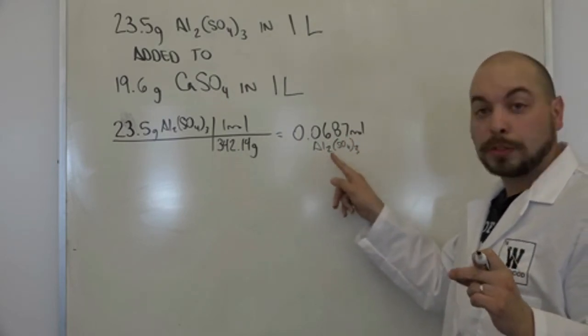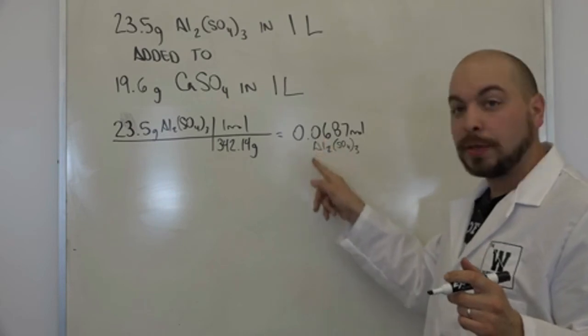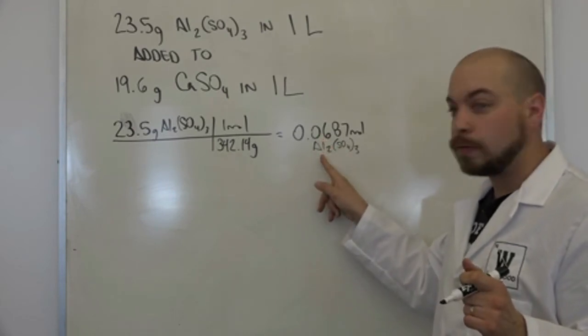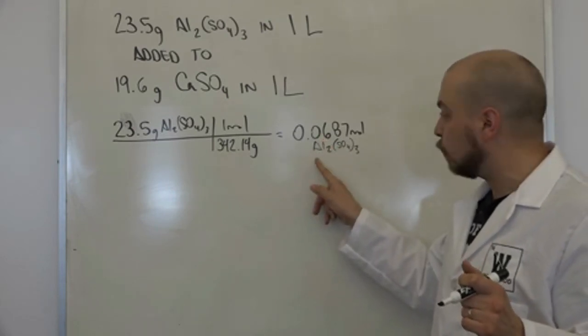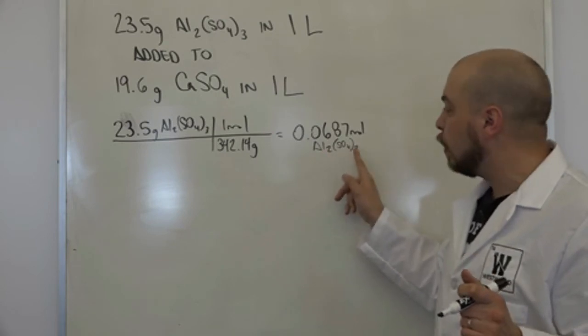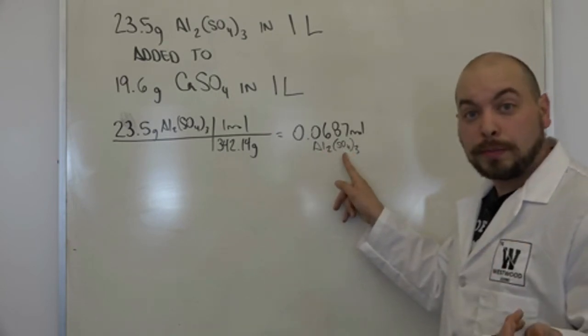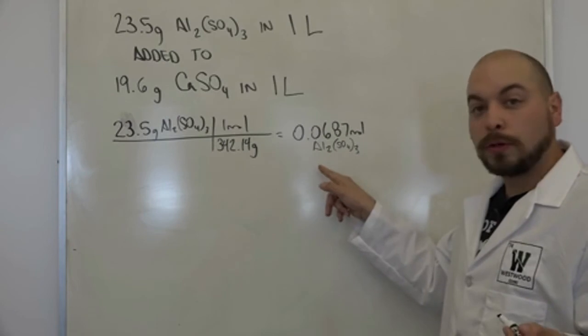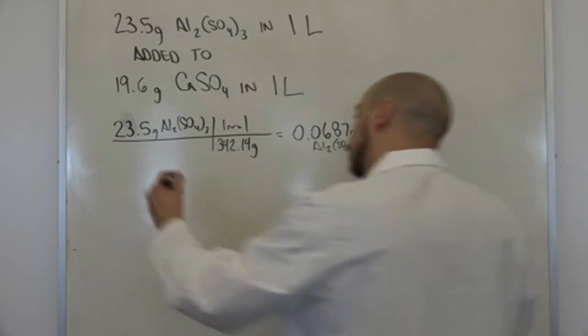Now, to find the number of moles of aluminum ions, that means we have to double this because there are 2 aluminum ions for every 1 formula unit of aluminum sulfate. For the sulfate, we have to triple it. So now what we're going to do is double it for aluminum, triple it for sulfate.